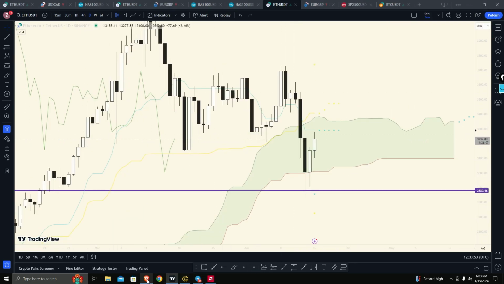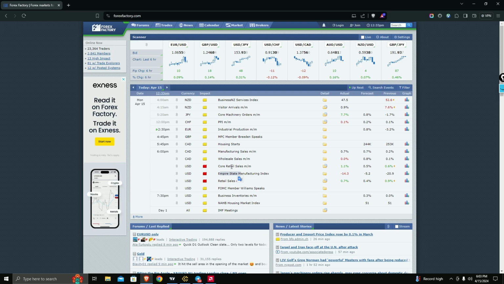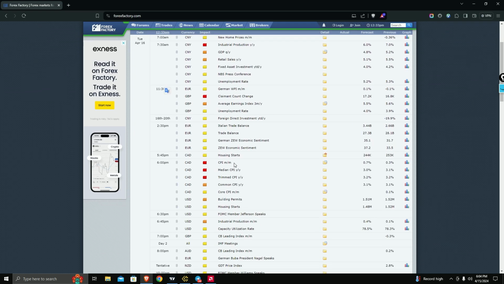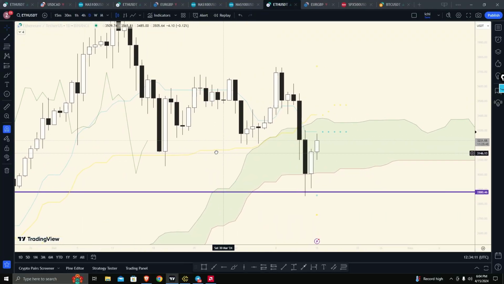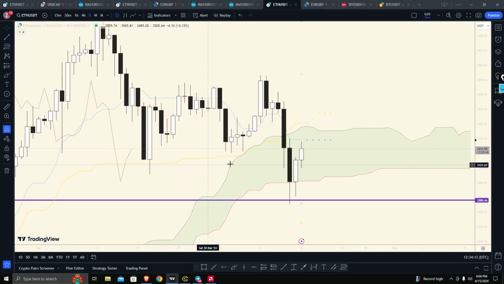Again Monday today, so let's have a look at the calendar. We just had core retail sales, and the data came in favor of the dollar. I'm not going to go through everything, but we have pretty much a currency focused week, and that doesn't really bother me that much. Let's start with the walkthrough analysis of crypto.